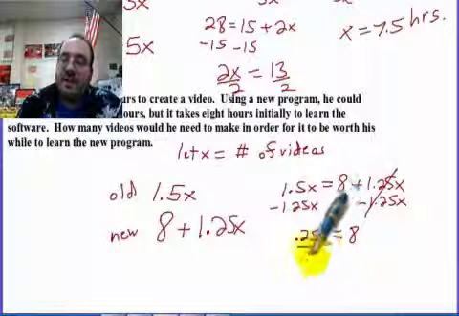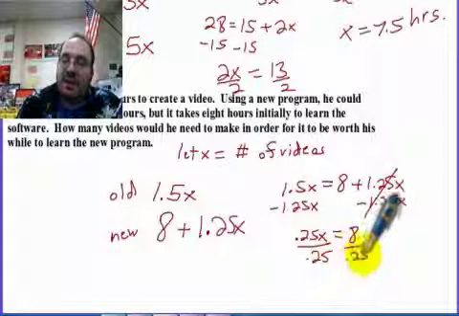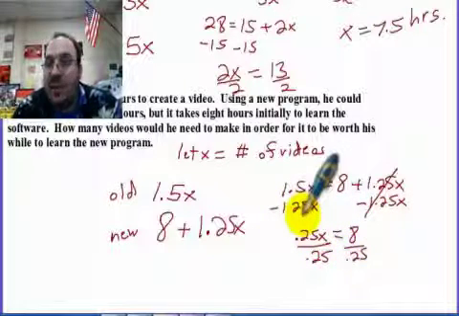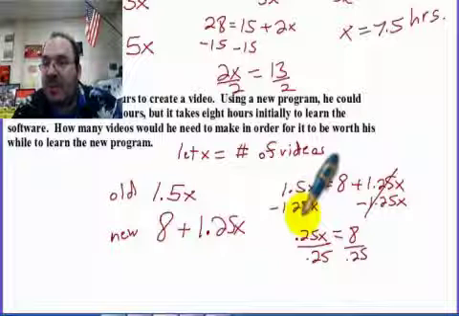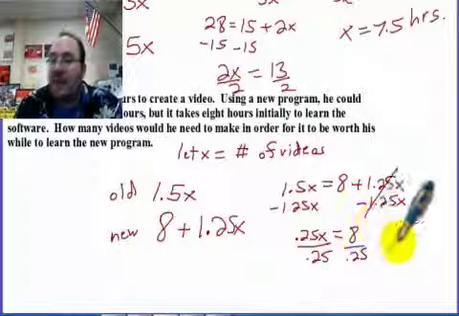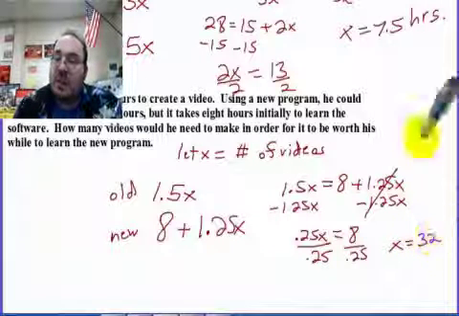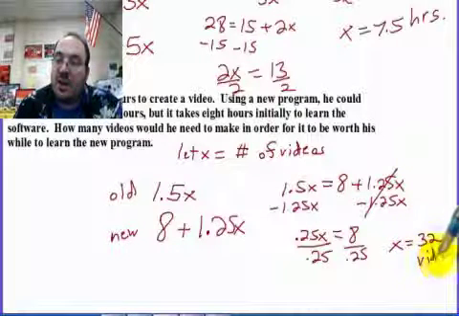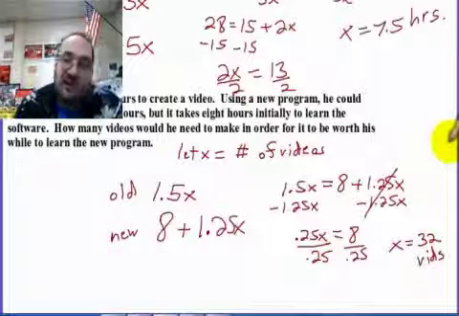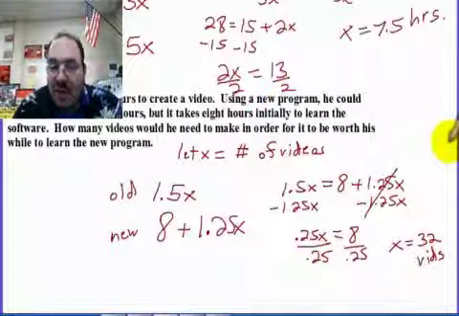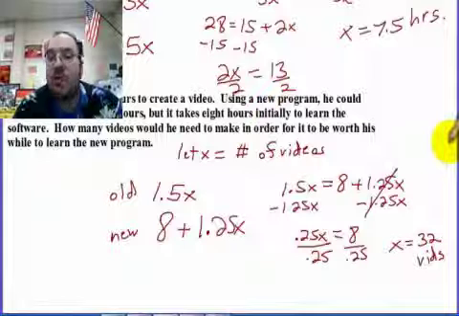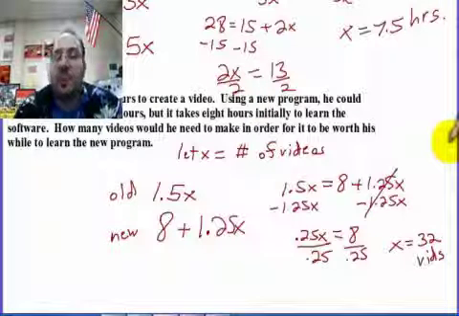And then if I divide by 0.25, that's like dividing by a fourth, by the way, which is the same as multiplying by 4. So in my head, I can do that and get 32. So I would have to make 32 videos before it would be worth my time to learn this new way of doing it. If I don't make that many, then I can stick with the old way. But if I know I'm going to make more than that, then I'll go with the new way.